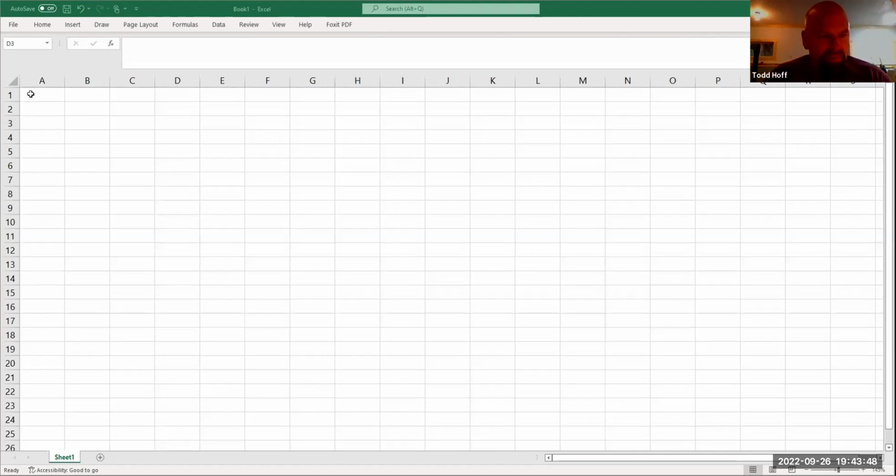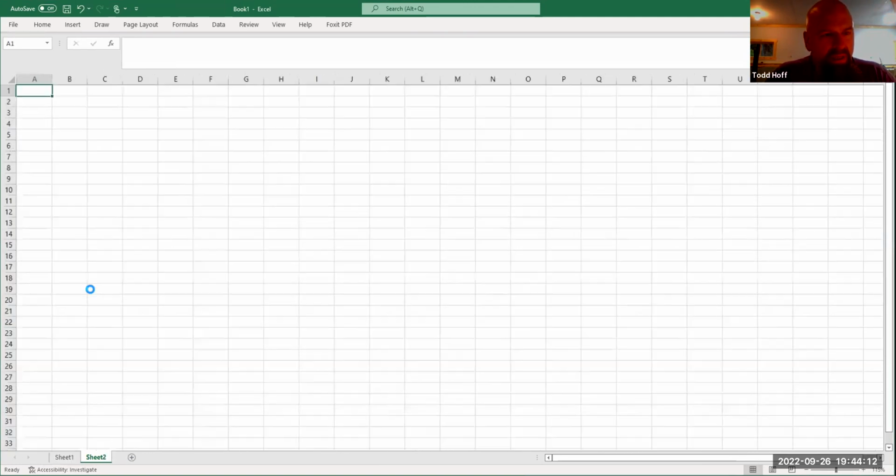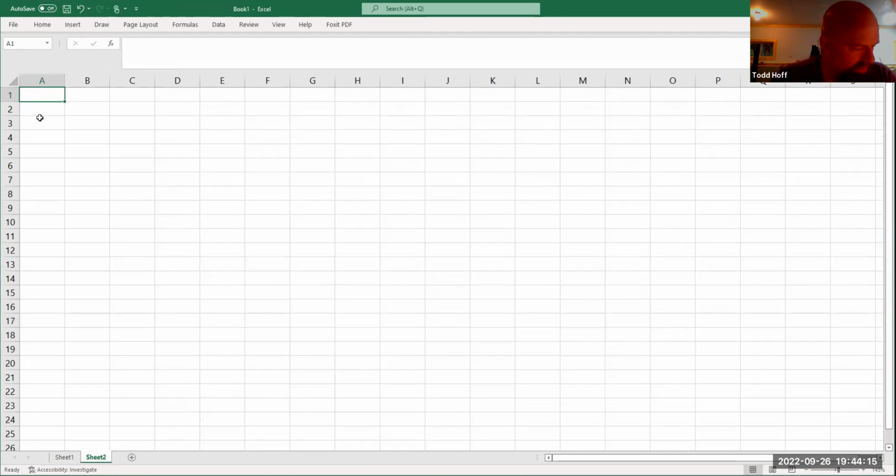So here's my data set. I'm going to do 7, 11, 12, 14, 15, 15, 18, and 22. I'm going to take these values, and actually, let me put them in order. They're already in order, but I'm going to put them in a column. So 7, 11, 12, 14, 15, 15, 18, and 22. There's my data set.